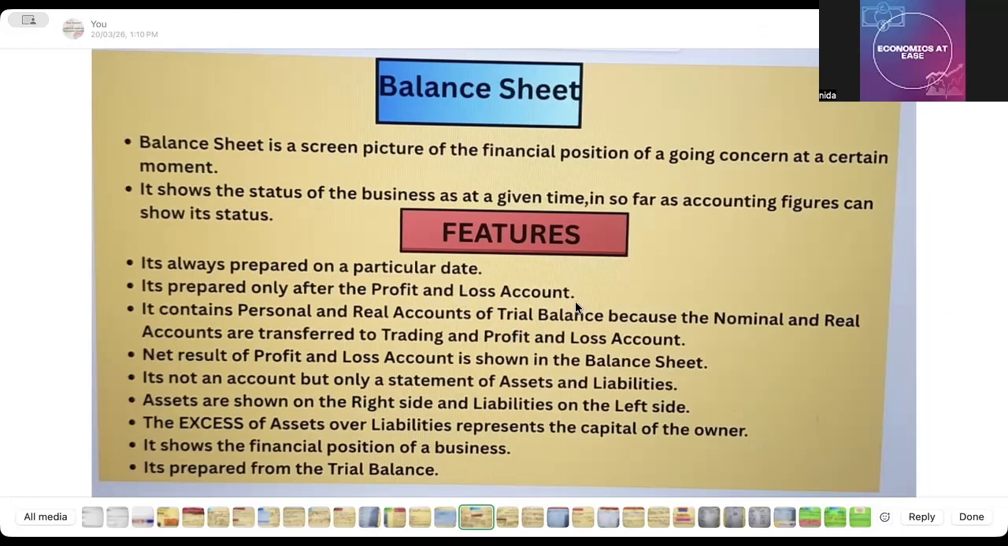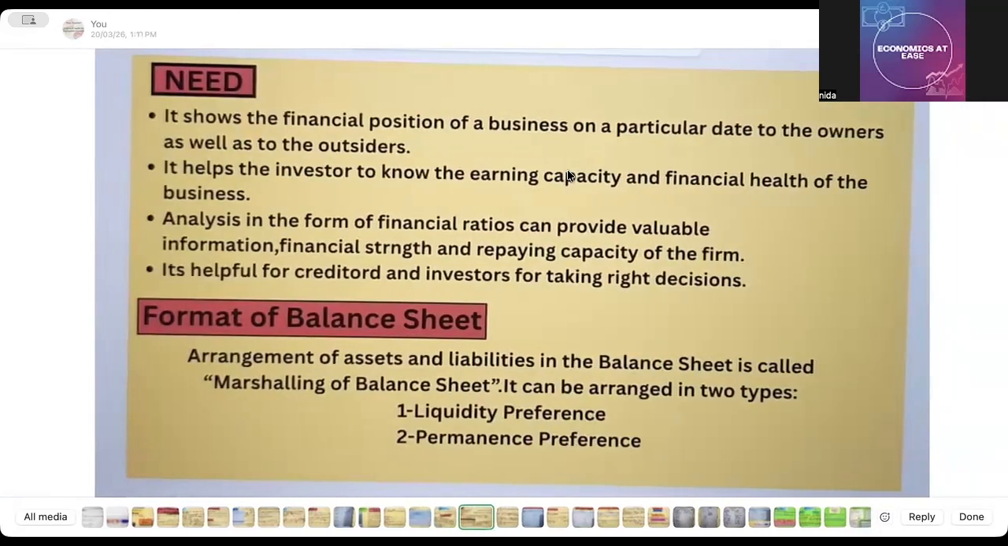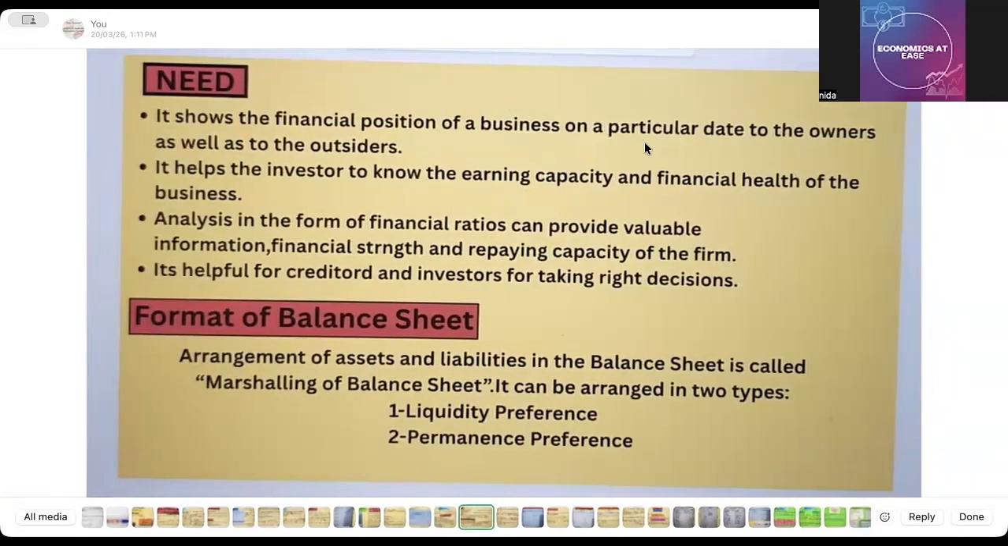Okay, and then last you have to make a statement, that is a balance sheet. Okay, so this is the process. You have to make three things. Okay, and it is of 10 marks.